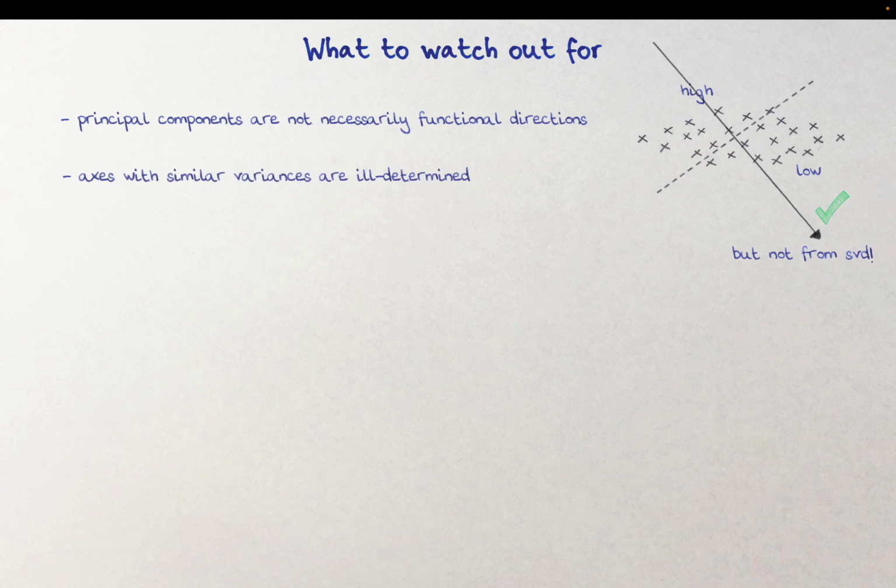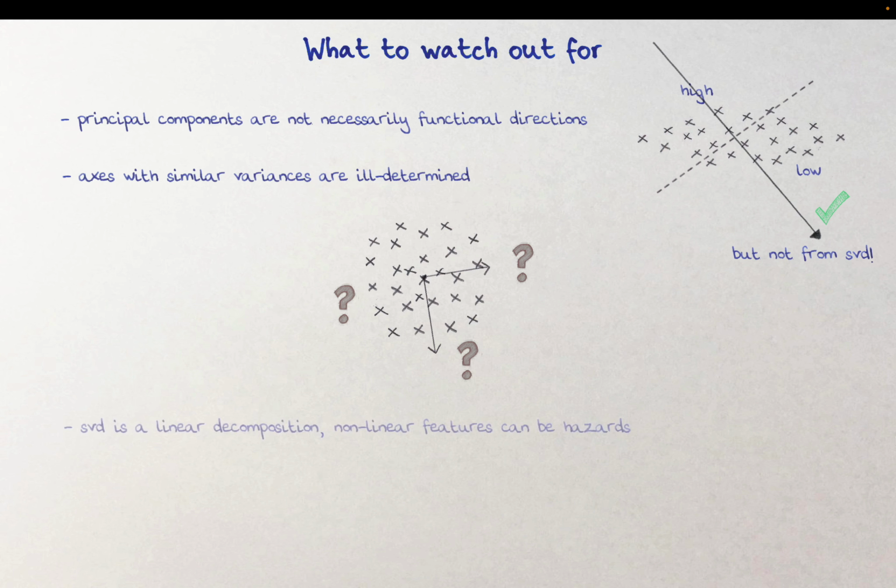Another thing is that axes with similar variances are going to be ill-determined. So if we have a random distribution of points and it's not entirely clear where the axes of variation should point, they will point in a direction which is largely determined by the noise, and so you can not necessarily trust the individual directions of these axes.